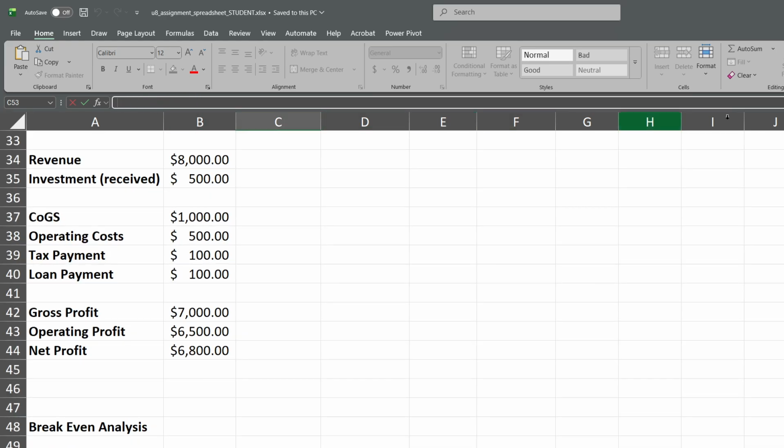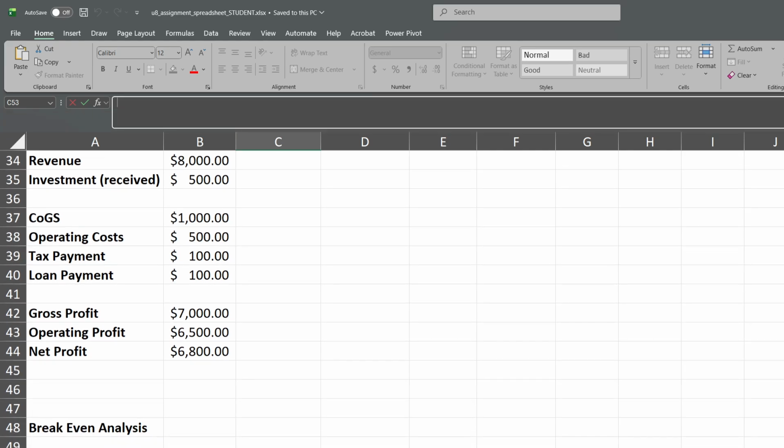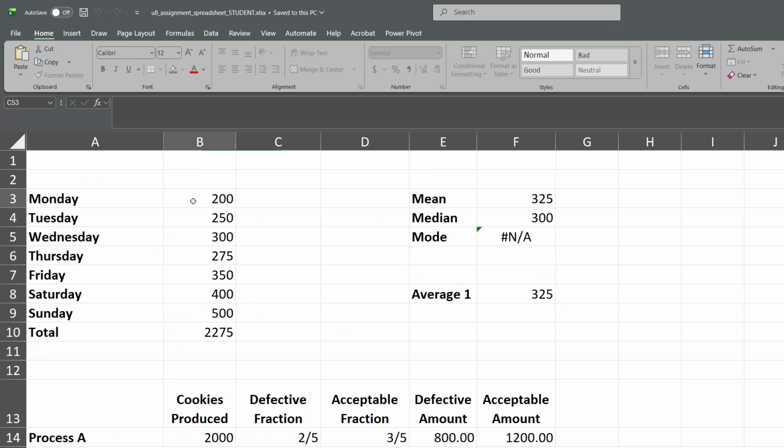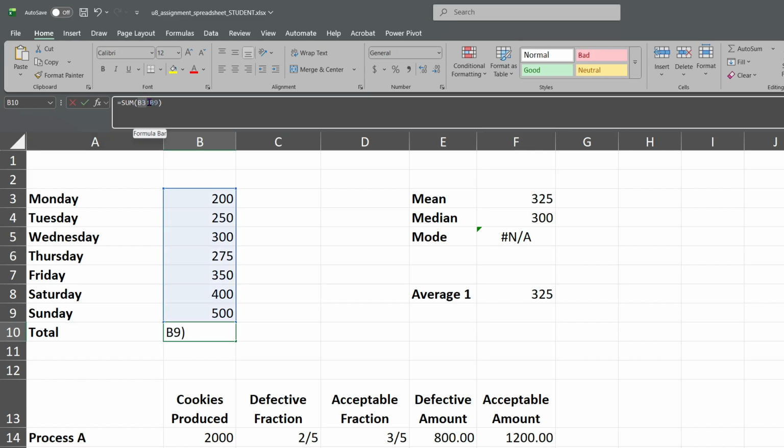Right here in the function bar, actually let me make that a little bit bigger for you. You'll see here there's no function. What we have is just raw data. There's no equal sign in here, so this is just data. However, you will see in the total column, we have the sum, and that goes from B3 to B9.